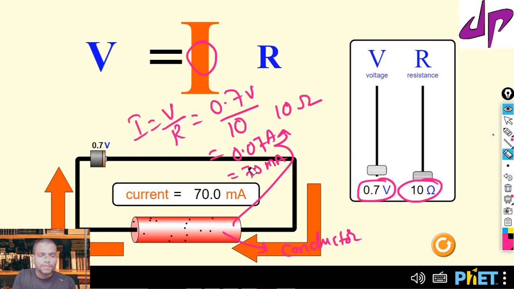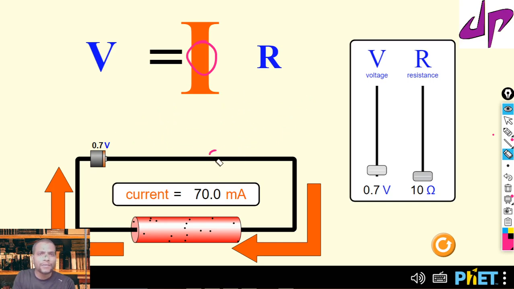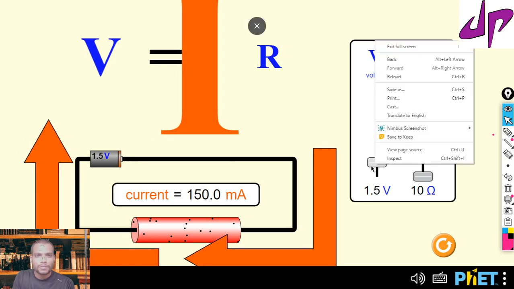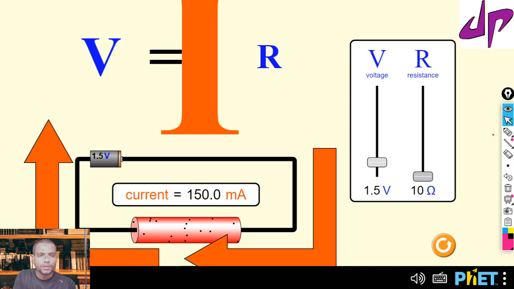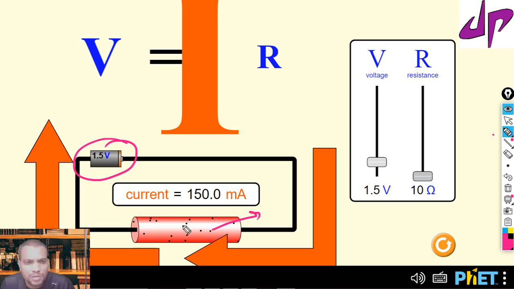So here in this simulation, the size of the letter indicates the magnitude of the value. Now if I increase the voltage further, you can see the current value is also increasing. If we remember, when 1.5 volts is passing through a 10 ohm resistance of a conducting wire, this wire has only a resistance of 10 ohms, so a huge amount of current, 150 milliamperes, is flowing.